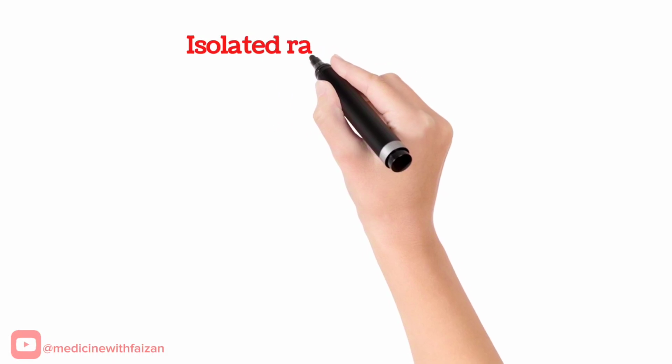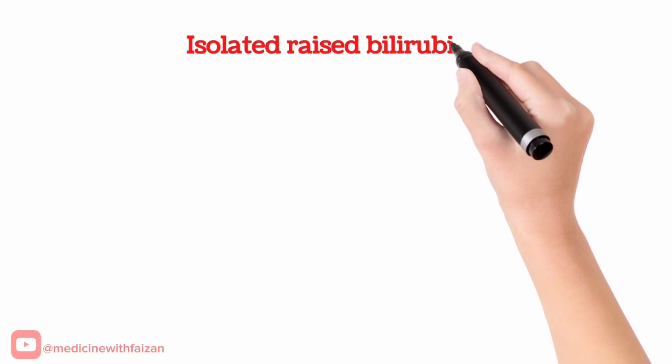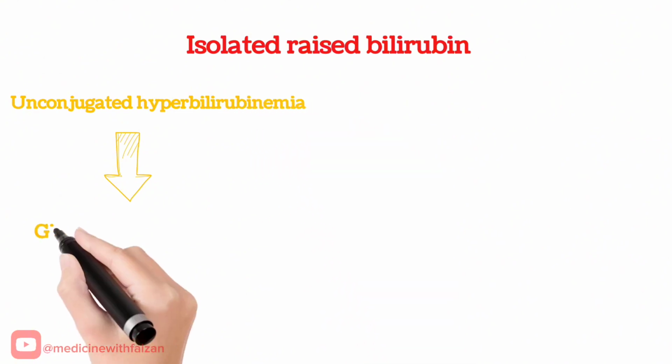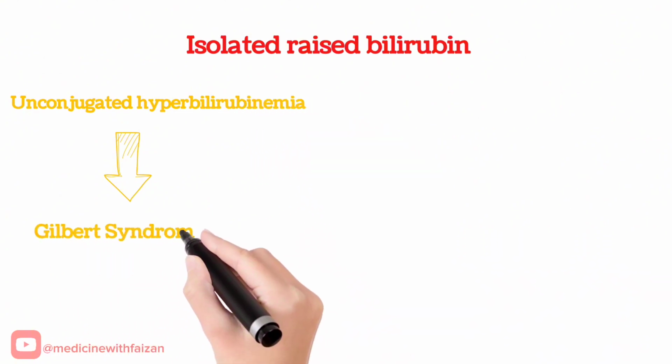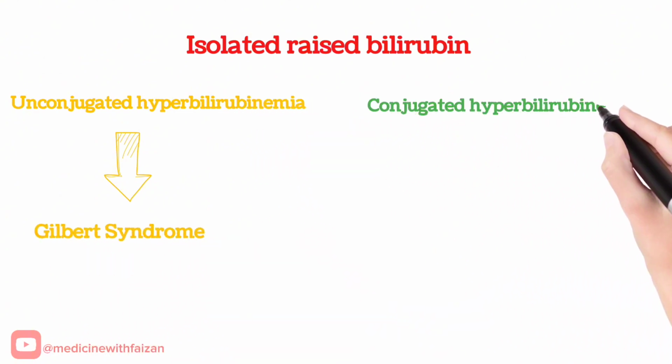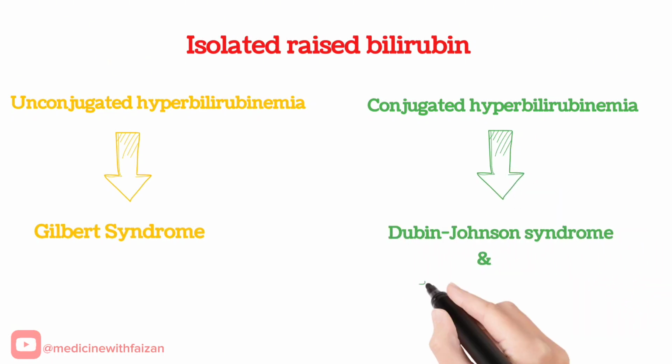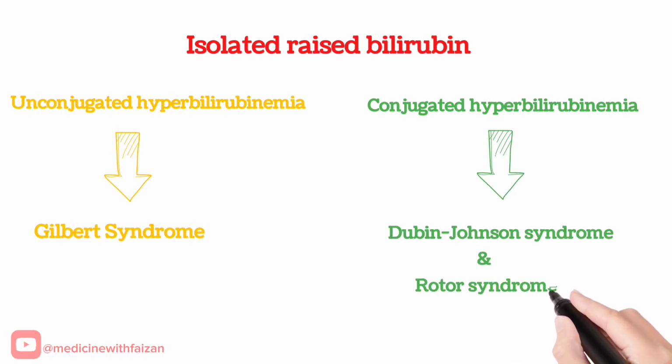Remember that in the case of isolated raised bilirubin, if there is only unconjugated hyperbilirubinemia, then we are most likely dealing with Gilbert syndrome. And if there is conjugated hyperbilirubinemia, then we are most likely dealing with either Dubin-Johnson syndrome or Rotor syndrome. Both of these conditions are quite rare.